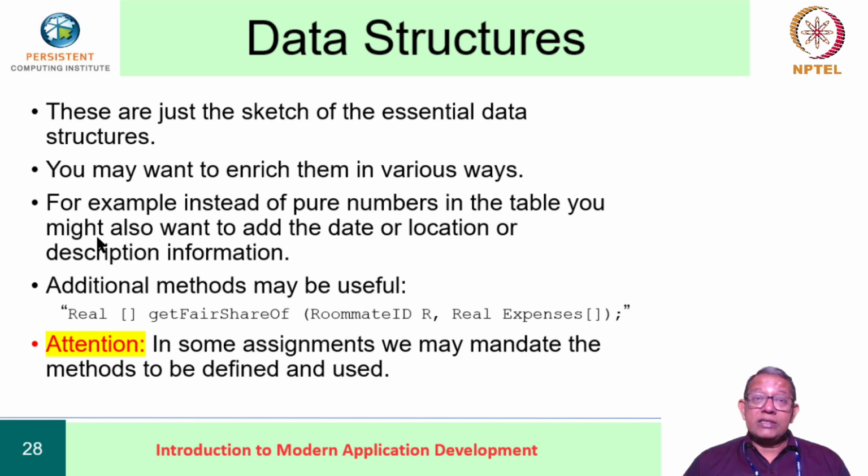You might also need additional methods. For example, it's possible that you might want to compute the fair share of a given roommate instead of all of them. So you might want to return an array of real numbers indicating the share of a given roommate given by roommate ID R, and of course our expenses array.